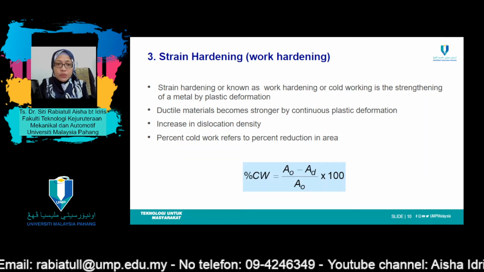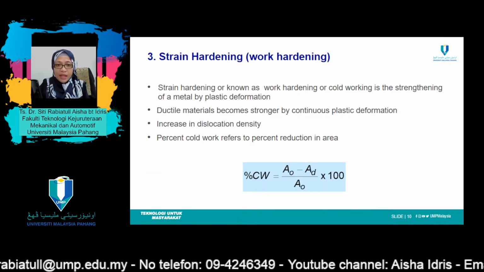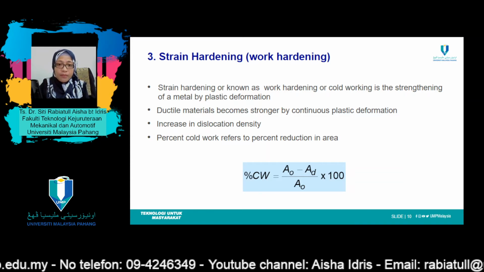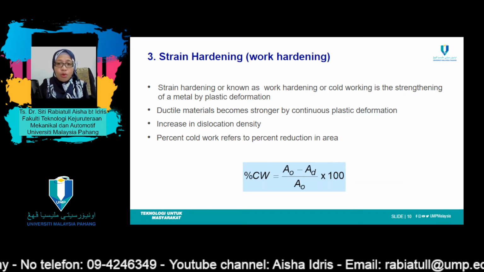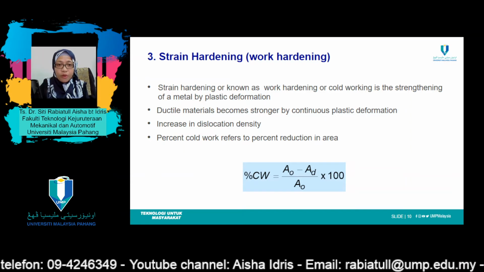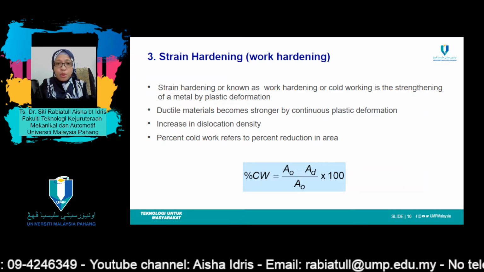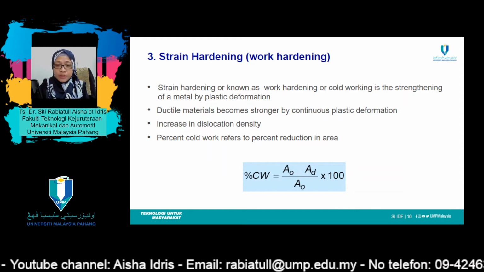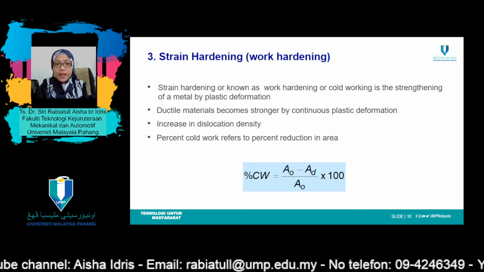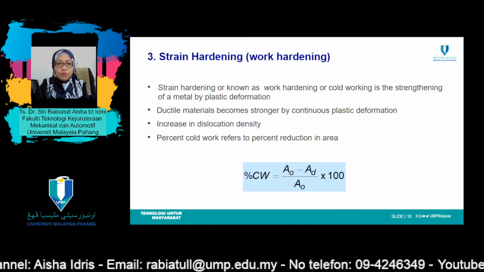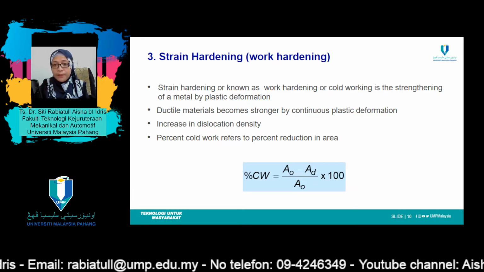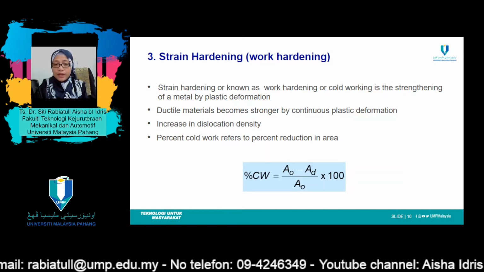Next is strain hardening. Strain hardening is the phenomenon whereby a ductile metal becomes harder and stronger as it is plastically deformed. Sometimes it is also called work hardening, or, because the temperature at which deformation takes place is cold relative to the absolute melting temperature for the metal, cold working. Most metals strain harden at room temperature.